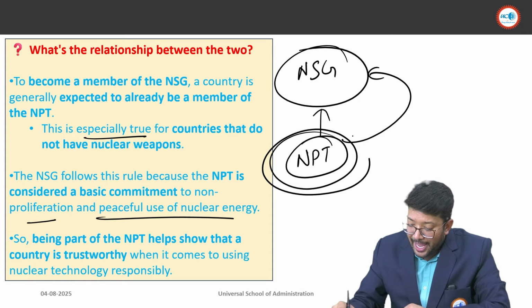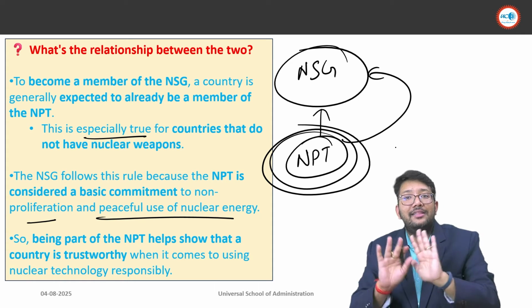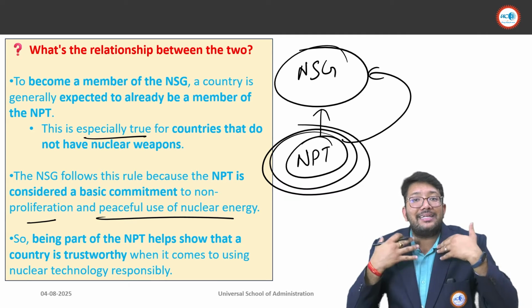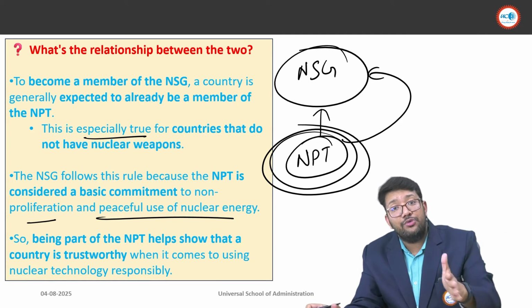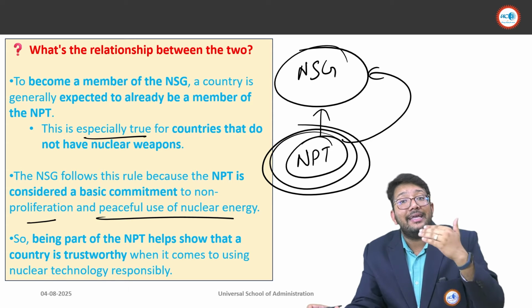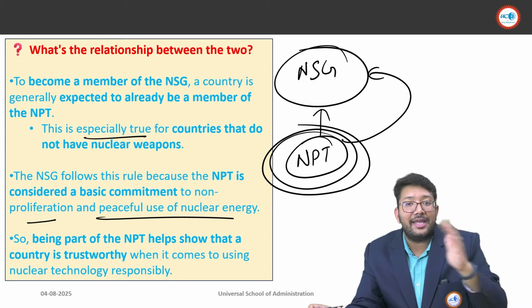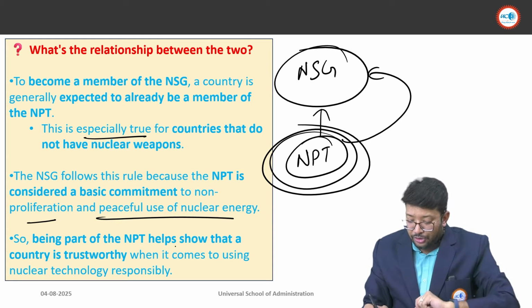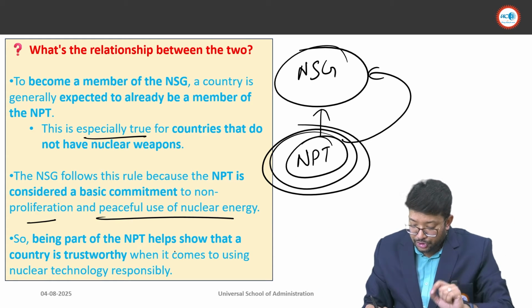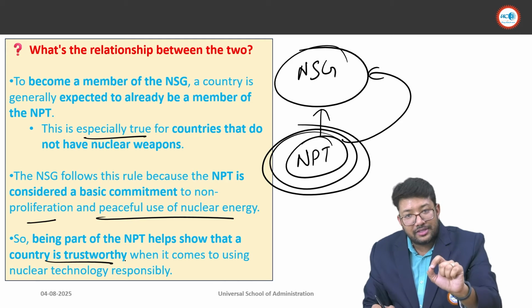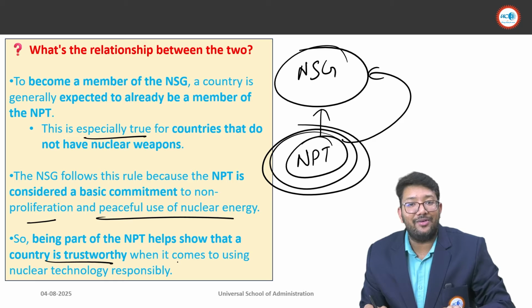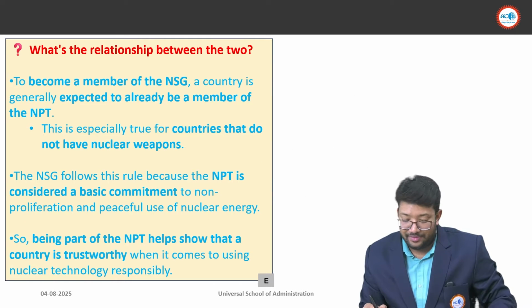If you are signing NPT, it means you are saying that we will not build nuclear weapons. So please let us enter into NSG so that we can use nuclear technology for our energy purposes. Being part of NPT helps show that a country is trustworthy when it comes to using nuclear technology responsibly. So this is the relationship between these two.